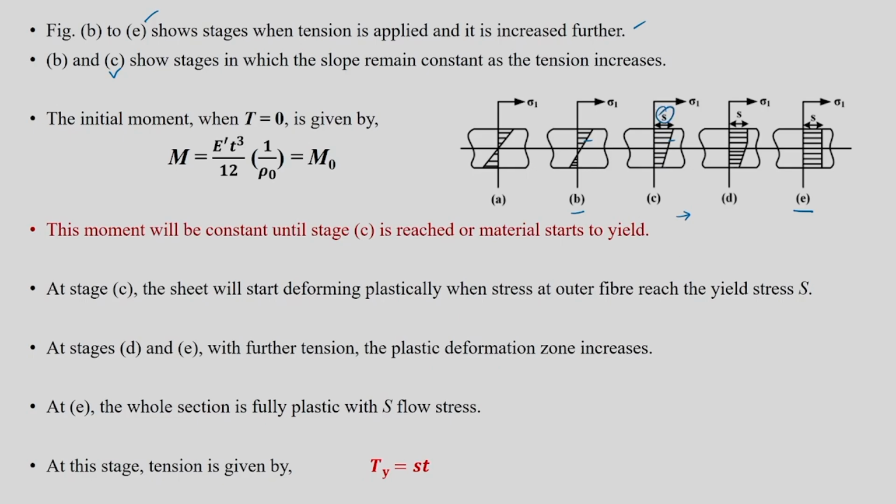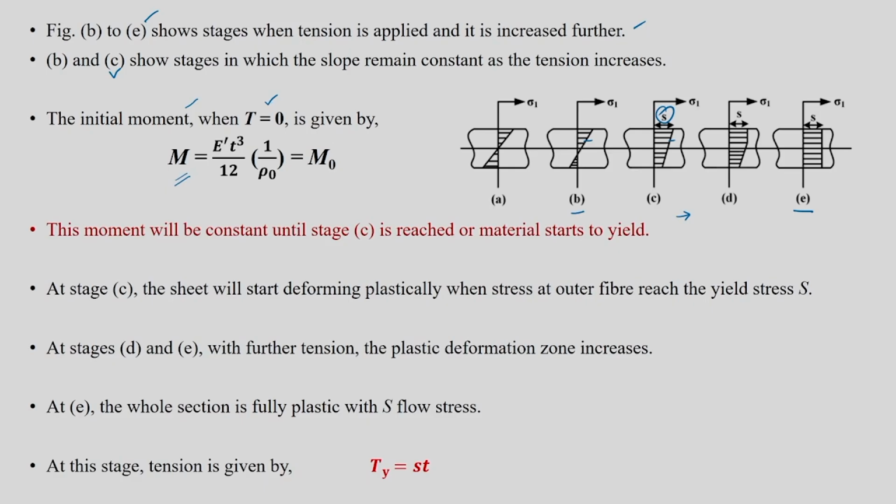This slope will remain constant, the only thing is your tension will keep on increasing so that you are going to reach S. So, at the initial moment when t is equal to 0, the moment is given by M is equal to E dash t cube by 12 into 1 by rho naught, which is nothing but M naught. This we already know, we derived it.